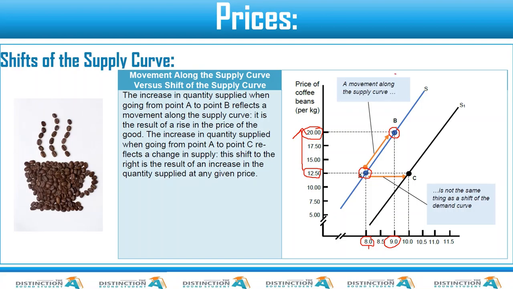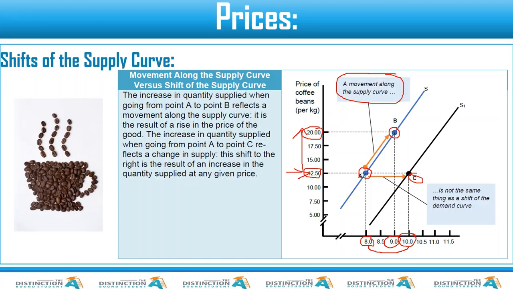The next one, a movement along the supply curve. The next one is where all other factors are now not constant, such as new firms entering a market, like Vietnam coming in to also supply coffee. That can show that at the same price of 12, quantity supplied will increase from A to C, from 8 billion to 10 billion.